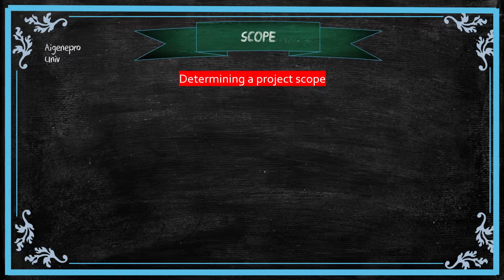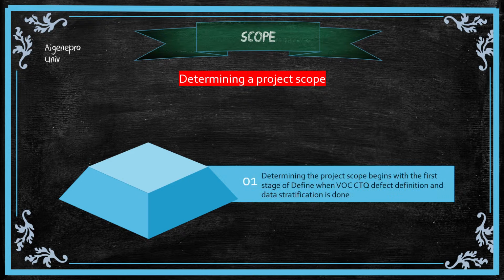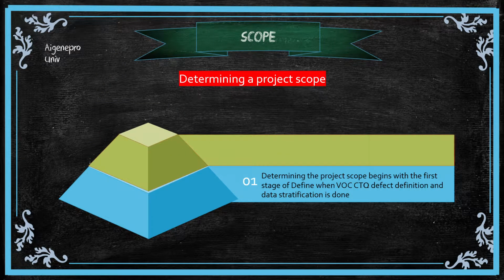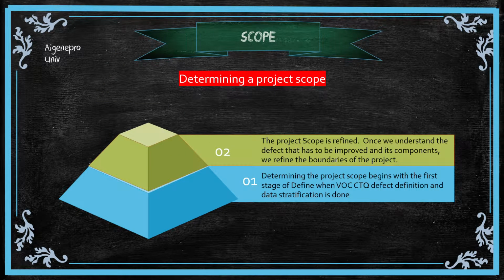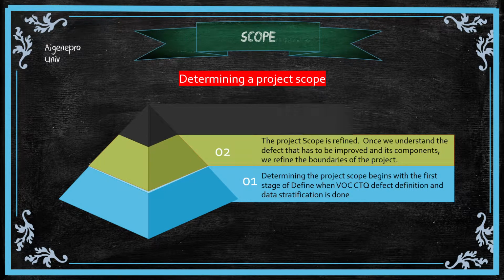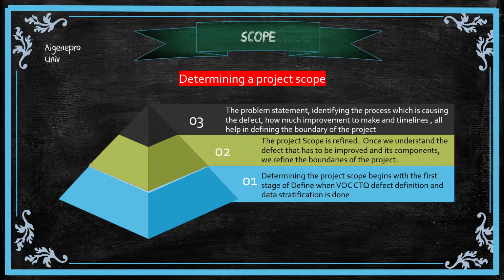Determining a project scope. Determining the project scope begins with the first stage of define, when VOC, CTQ, defect definition, and data stratification is done. Next, the project scope is refined. Once we understand the defect that has to be improved and its components, we refine the boundaries of the project. The problem statement, identifying the process which is causing the defect, how much improvement to make and timelines, all help in defining the boundary of the project. SIPOC is one of the best tools to determine the scope of a project.